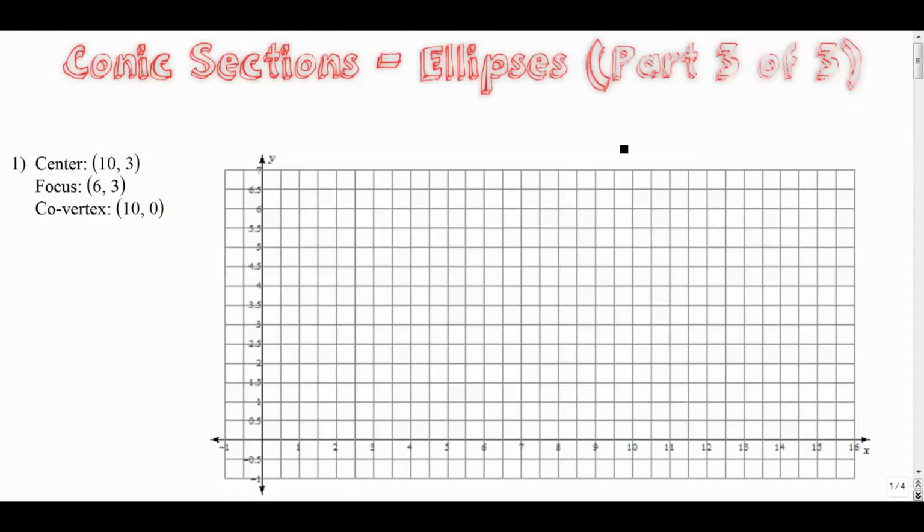Part 3 of our conic sections ellipse video series. This will be the last video I post on the ellipse. And in this video I'm just going to go through 3 examples where you're given the coordinates of the center, the coordinates of one focus and one of the 4 vertices, and asked to graph the ellipse and figure out A, B, and C and write the equation.